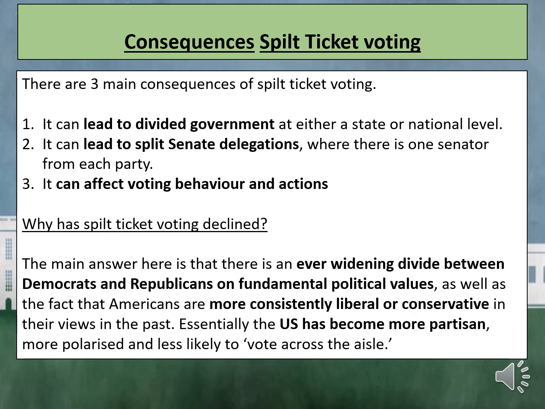So why has split ticket voting declined? Well, the main answer here is that there is an ever-widening divide between the Democrats and Republicans on fundamental political values, as well as the fact that Americans are more consistently liberal or conservative in their views than in the past. Essentially, the US has become more partisan and more polarised and is therefore less likely to vote across the aisle.